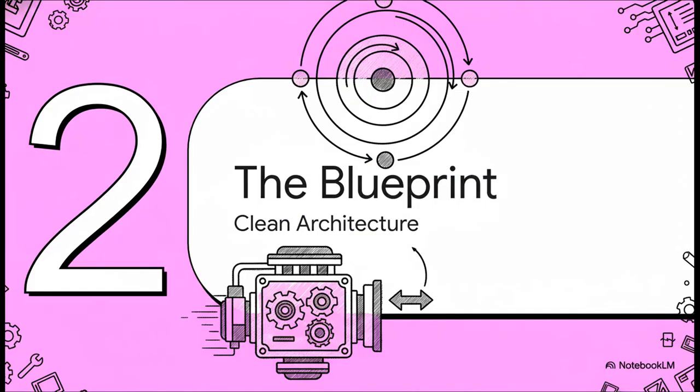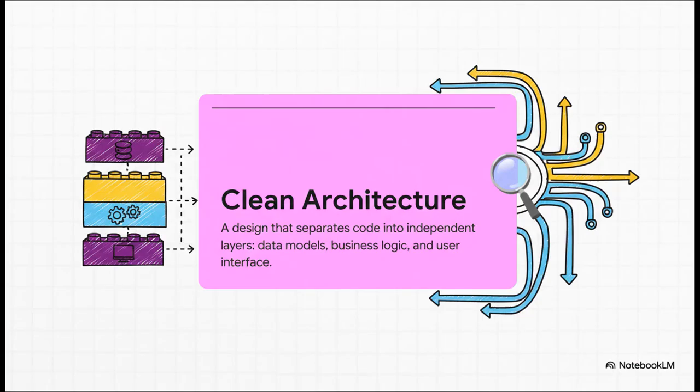Okay, so that's the what. Now let's pop the hood and see the how. And this is where we get to the blueprint, clean architecture. So what in the world is clean architecture? Well, at its simplest, it's just a way of organizing your code so that the different parts of your application don't turn into a big tangled mess.